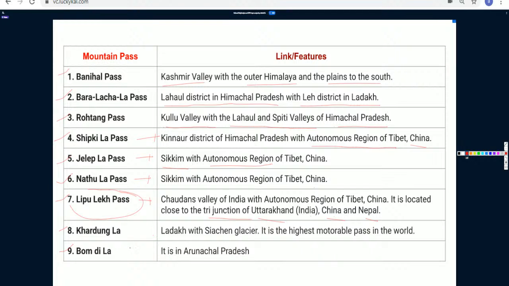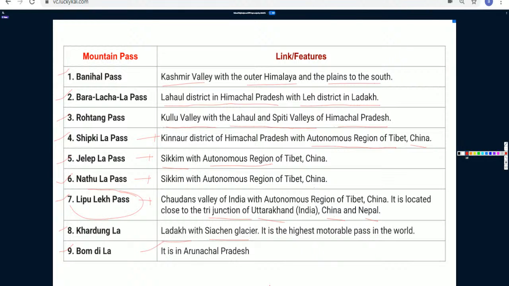Now let us talk about the Khardungla Pass. Khardungla Pass connects Ladakh with Siachen Glacier. It is the highest motorable pass in the world. Then we will understand about Bomdila Pass. It is in Arunachal Pradesh. These are the mountain passes that are most important for us.